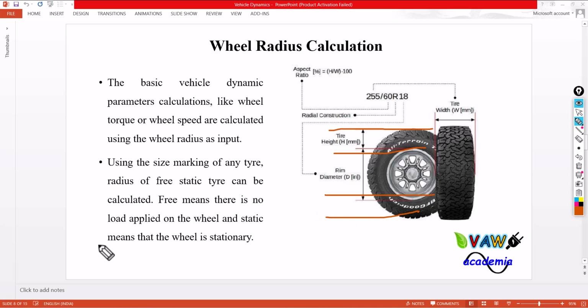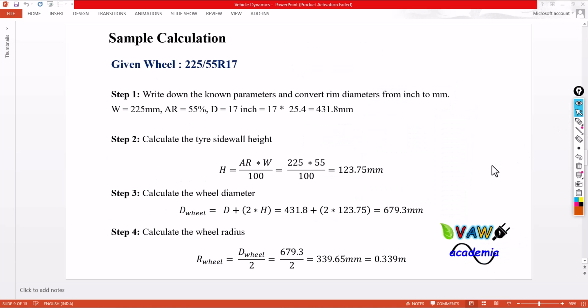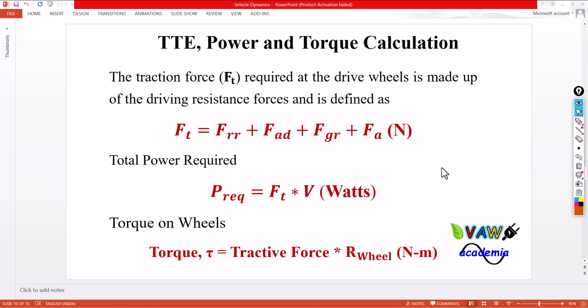Remember, the diameter of the rim is given. Just now we calculated the height of the tire. Therefore, if you want to calculate the diameter of the wheel, this is the diameter of the rim plus 2 times the height, which will give you the wheel diameter. From this, we can easily calculate the radius of the wheel, which is given as 0.339 meter, because this is the value I'm going to use in my simulation. So once the diameter of the wheel is calculated, you can easily calculate the torque required on wheels.